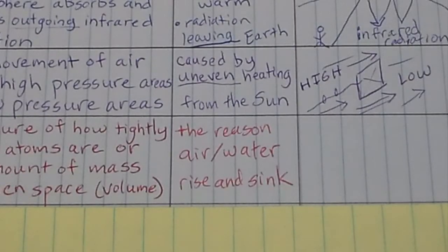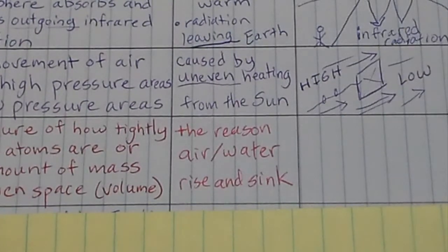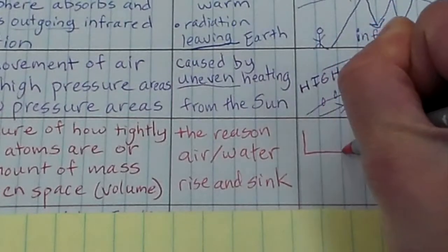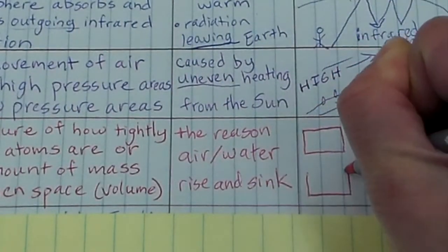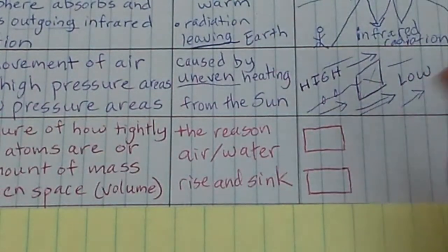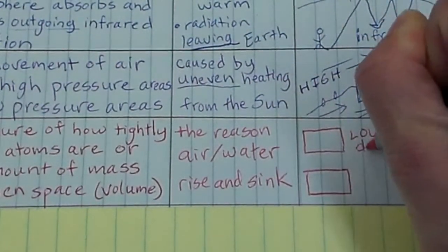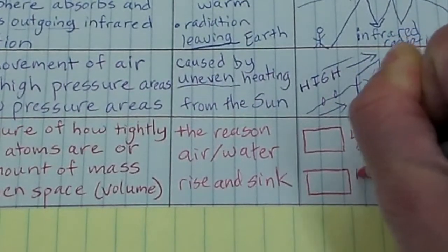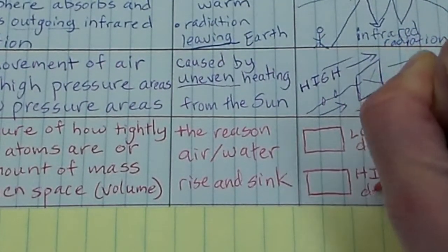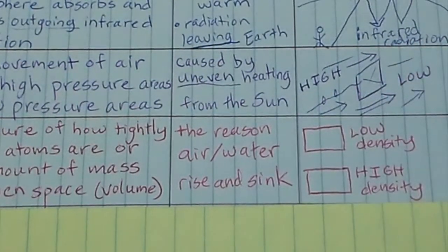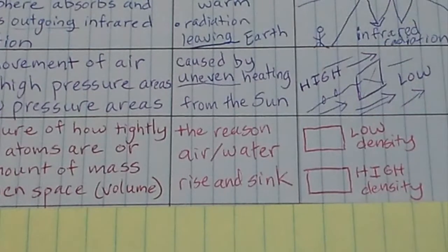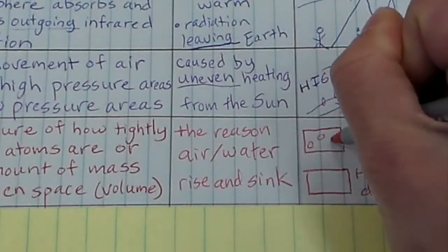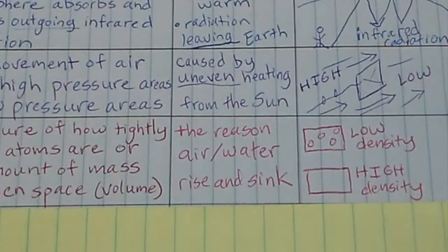So for my example, I'm going to draw a sketch of what density is telling us. It's telling us how tightly packed the atoms are or the amount of mass in a given space. So I'm going to draw two different boxes or two different chambers here. I'm going to label one of them low density, and I'm going to label the other one high density. Because density is about how tightly packed the atoms are, if something's low density, its atoms are going to be pretty spread out. They're not going to be very tightly packed.